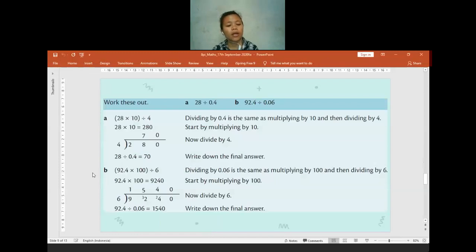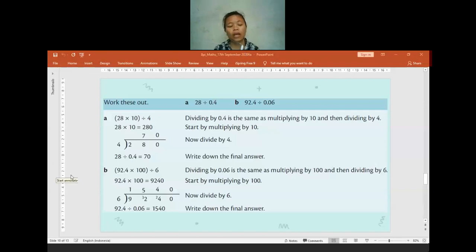For the work example, we have two questions. We have 28 divided by 0.4. Remember, dividing the number by 0.4 will be the same thing as we multiply the number by 10 and then we divide the result by 4. That's why we do multiplication first. We do 28 times 10 first, which equals 280. After that, the result we divide by 4.